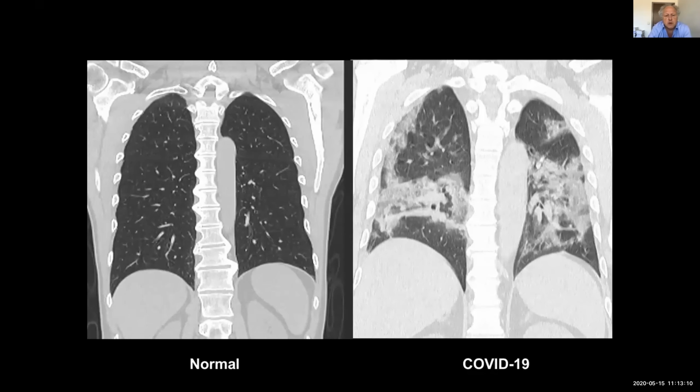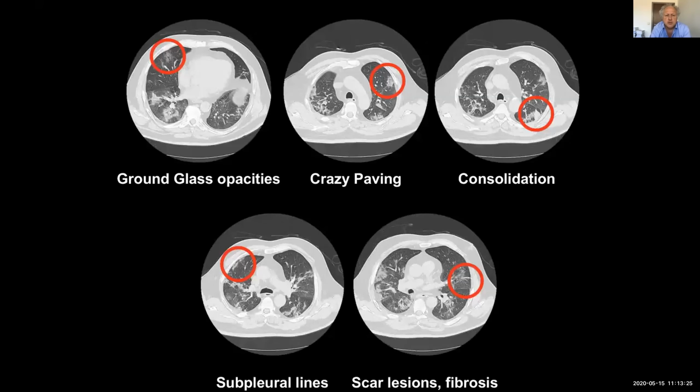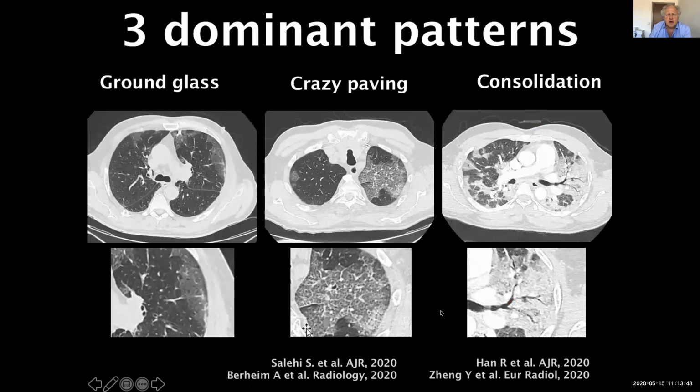On the left, you see a normal CT, normal lungs. And in the normal lungs, you have some blood vessels, those white dots you see. And this is pathological, and you see the typical signs of COVID, where I will go into depth a little bit more now. So typical signs of COVID are ground glass opacities, crazy paving, and consolidation. Those three are the most typical ones. You have some other ones, like the subpleural lines, and also at the end, when the patient is recovering, if the disease was really hard hitting, you often see fibrosis and scar lesions. And I will go into depth on those three dominant patterns now.